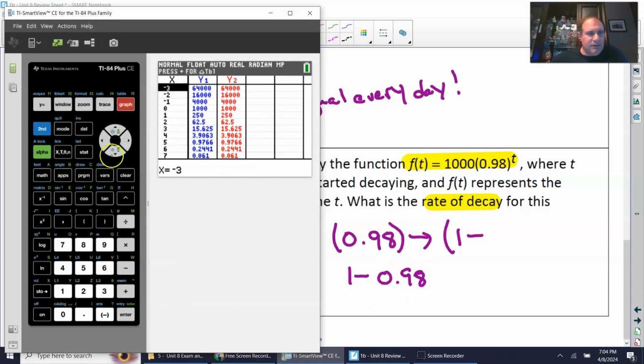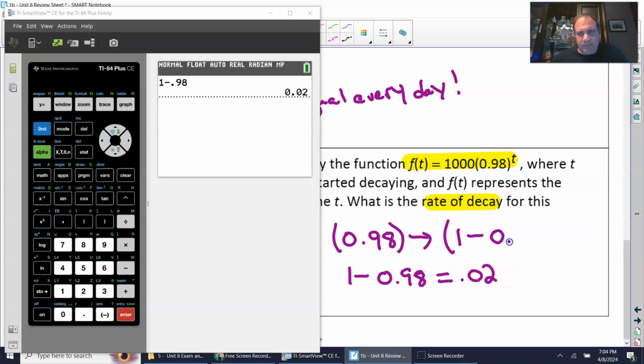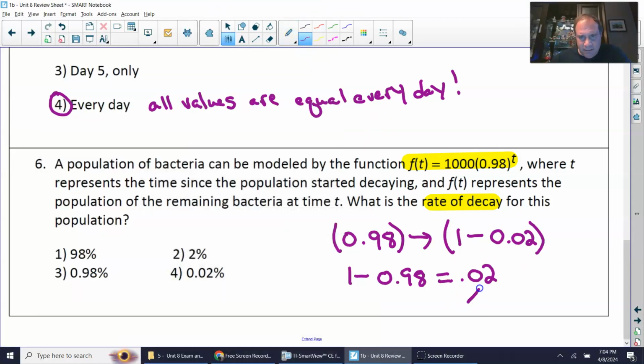So I'm going to grab my calculator and I'm going to go to graph and clear that. And then so this is 1 minus 0.98. We're going to get the amount that was 0.02. You see what that is right here. That is the amount of decay. We're going to move that 0.02 over 2 places, and we're going to get 2%. And the amount of decay is 2%, so that is your answer.